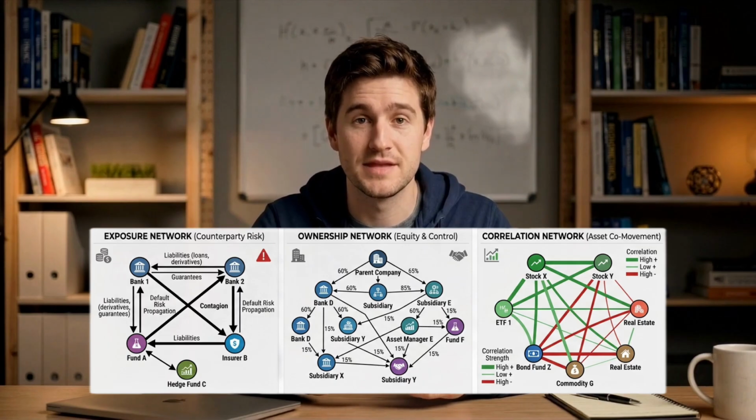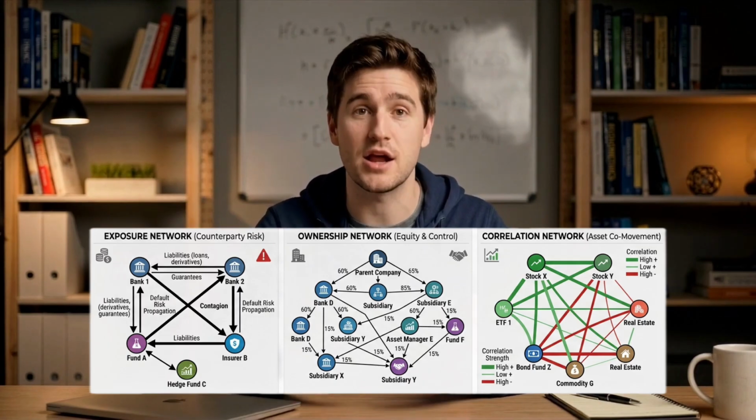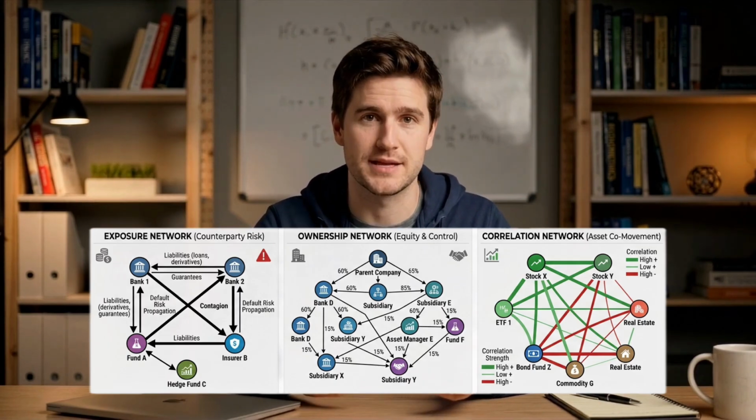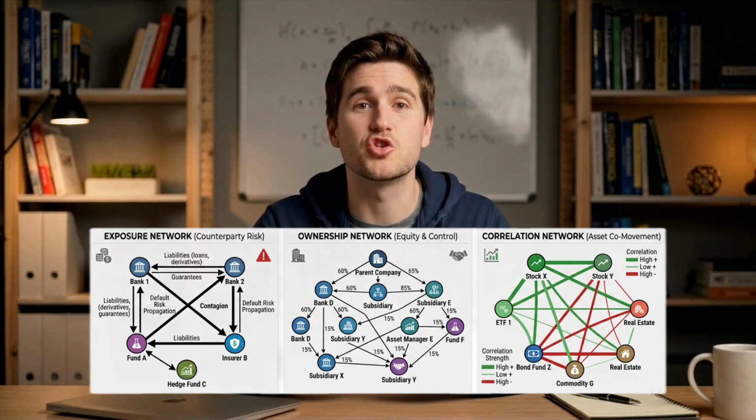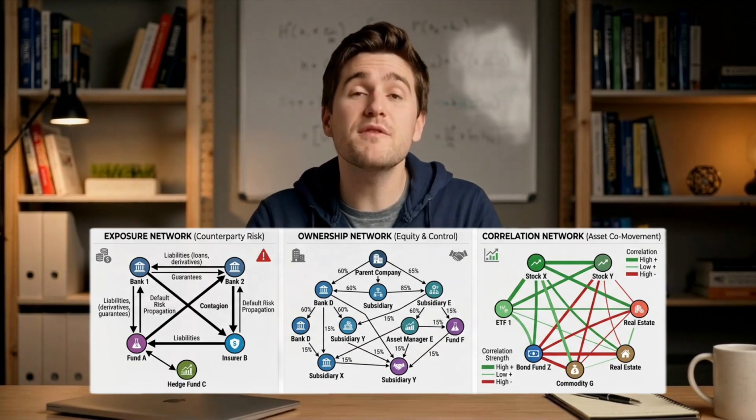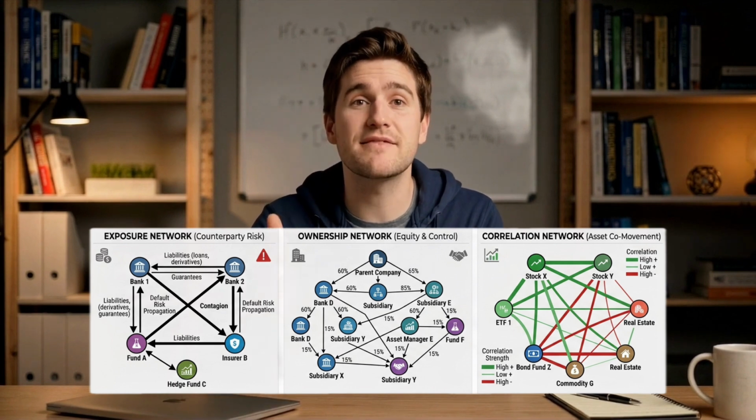In one case, the edges may represent loans. In another, they may represent ownership stakes. In another, they may represent price similarity rather than any direct contract. So one of the most important lessons today is that the meaning of a network depends on what the nodes and edges stand for. We are moving from general graph theory into concrete economic applications.